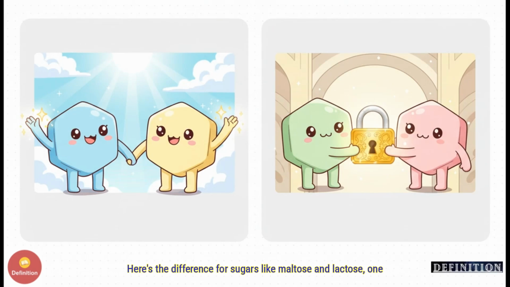Here's the difference. For sugars like maltose and lactose, one end of the molecule is chemically free. It's like having a free hand that can reach out and react with other things. That makes them reducing sugars. But with sucrose, it's different. That special bond it forms locks up both of the reactive ends. So both of its hands are tied, making it way more stable and, you guessed it, non-reducing.